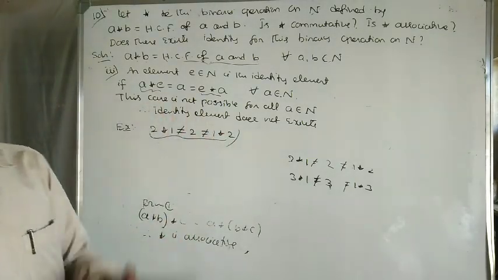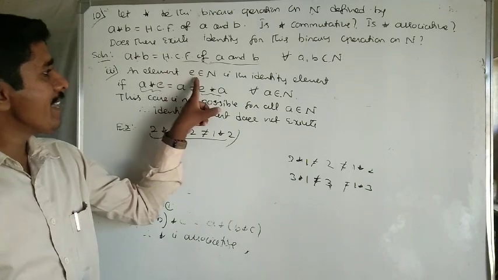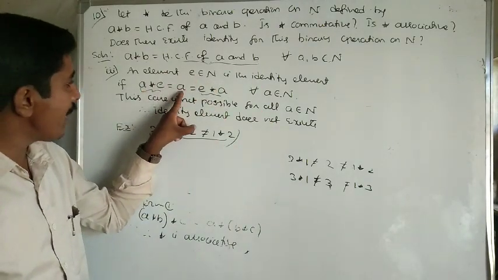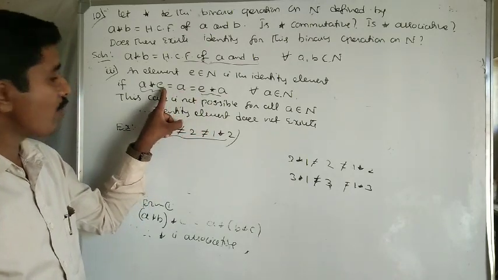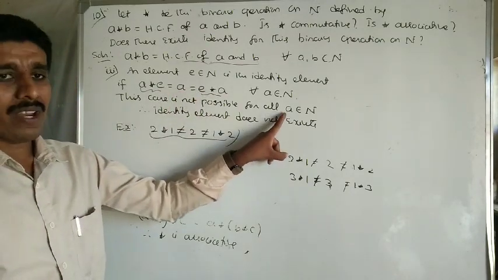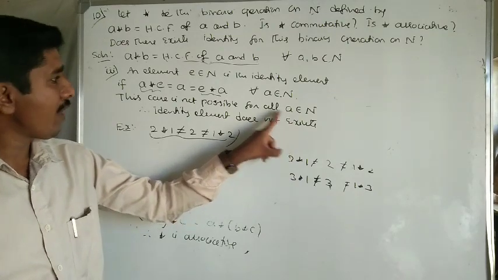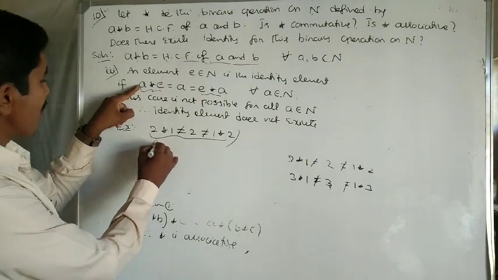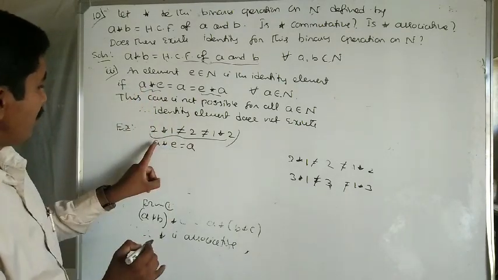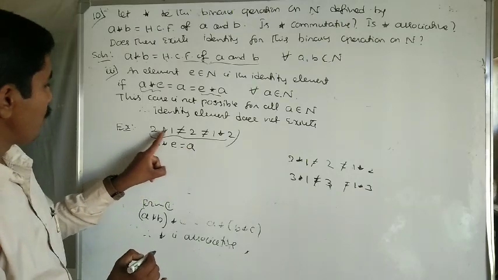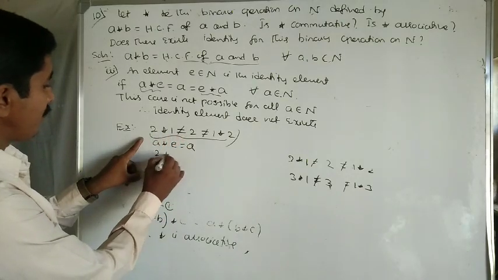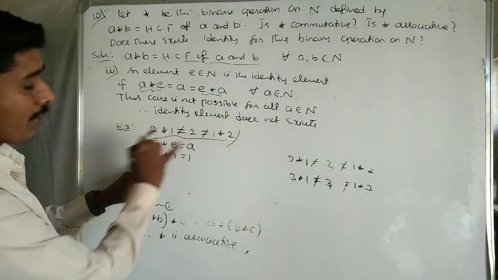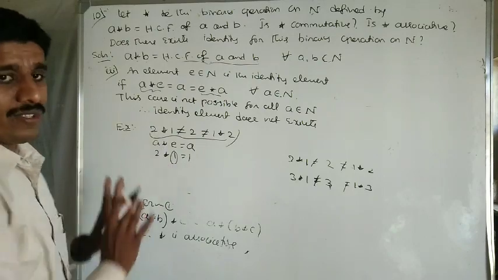Got it? Just to write the definition of identity: an element E belongs to N is called the identity element if A star E equal to A, E star A equal to A. It is not possible for all natural numbers. Here see, A star E equal to A means 2 star 1, here we get 1, but not 2. Cannot be 2 here. So therefore, your identity element does not exist.